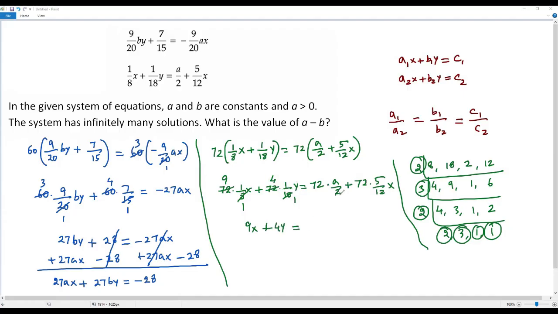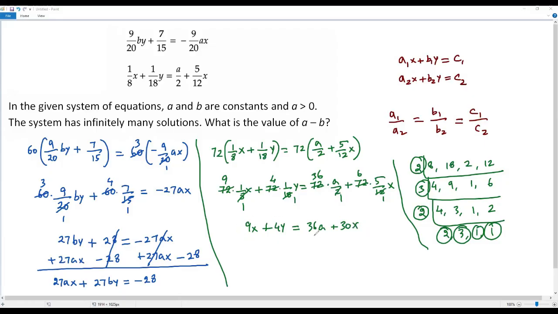And here 2 goes into 2 1 times and 2 goes into 72 36 times. That is we get 36a. And here 12 goes into 12 1 times and 12 goes into 72 6 times. 6 times 5x is 30x, positive 30x. There is no fraction in this equation.